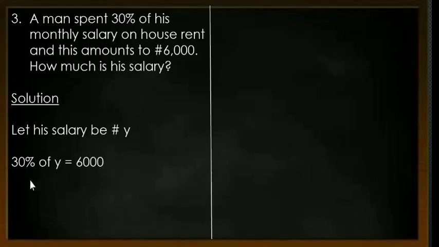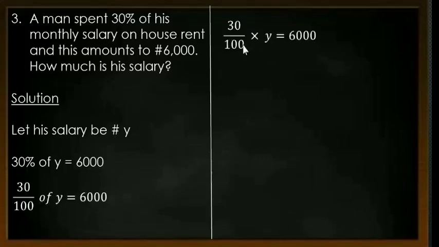Alright, so in mathematics, 30% simply means 30 over 100. The off remains the off we have here, and Y remains the Y we have here, and 6,000 is the same 6,000 we have here. The next thing we'll have to do is to change this off to multiplication. And when we change it to multiplication, we have 30 over 100 times Y equals to 6,000.